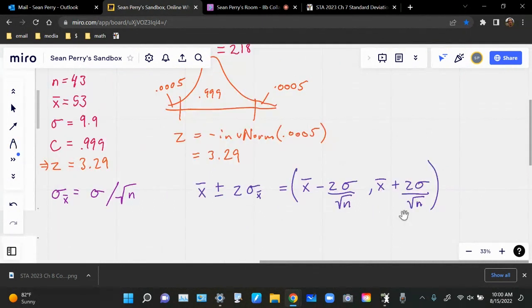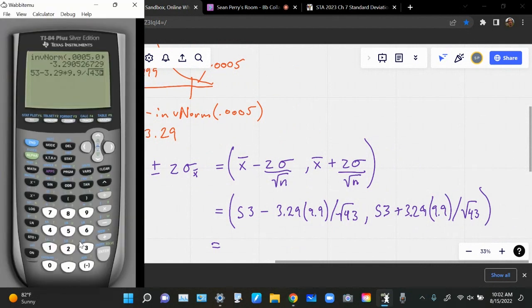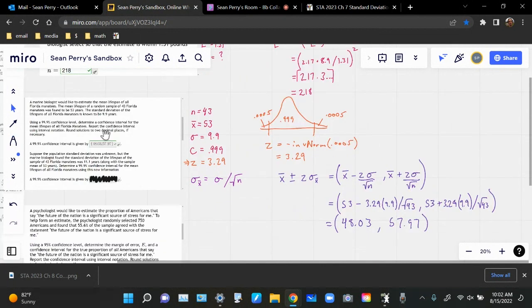And at this point, we have all these parameters. We have x bar, we have z, we have sigma, we have n. So we can just plug it in at this point. So substituting, we get this. And we can type it into the calculator as so. To get the second answer, I'll just go second enter to bring up my last entry and change this minus to a plus. So there's our first one.